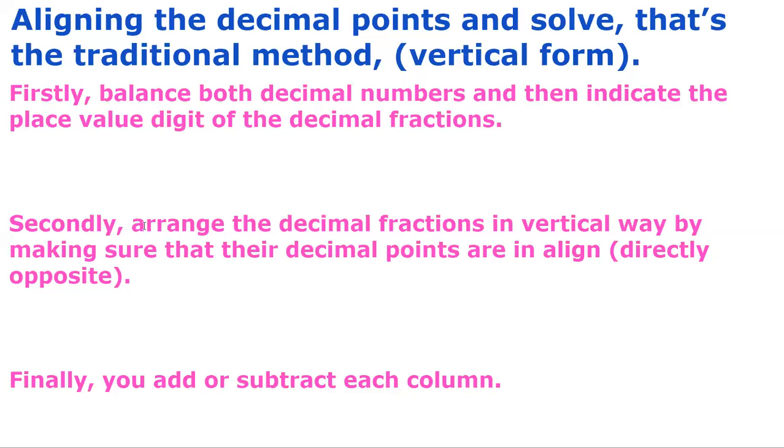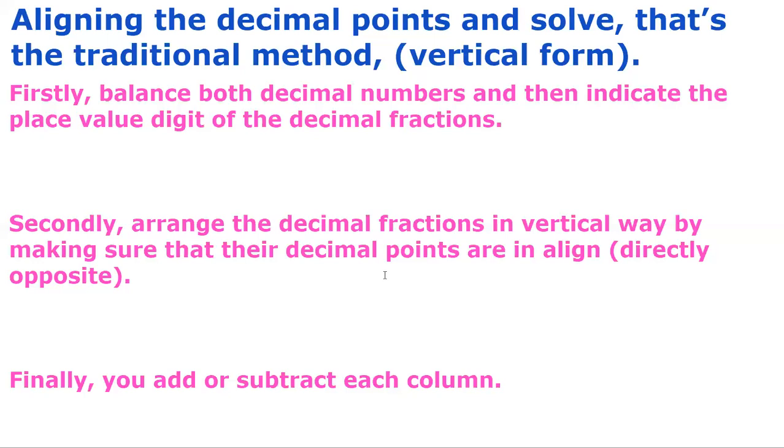Second, arrange the decimal fractions in a vertical way by making sure that their decimal points are in a line, that is, directly opposite. After balancing the decimal numbers from both sides, you make sure that the two numbers you are going to add or subtract have the same number of decimal places. Having the same decimal places means when you count the decimal digits on the left side, it should be equal to the one on the right side.